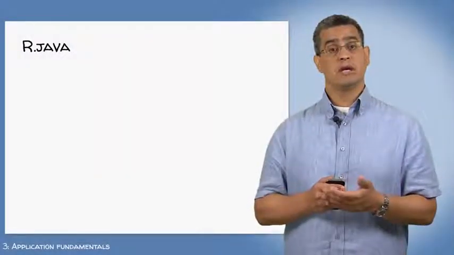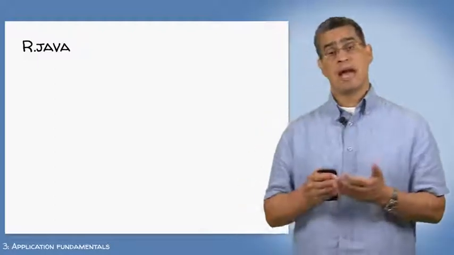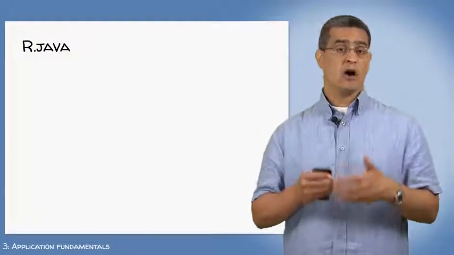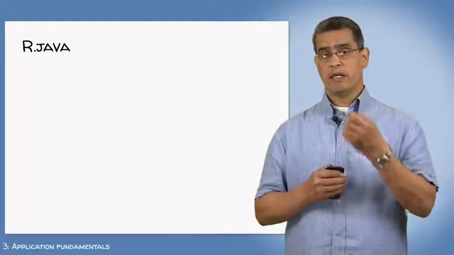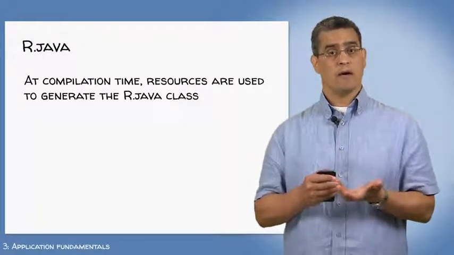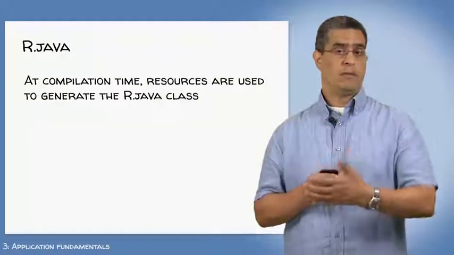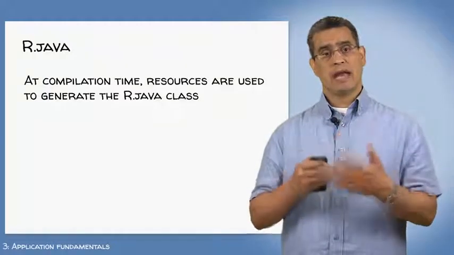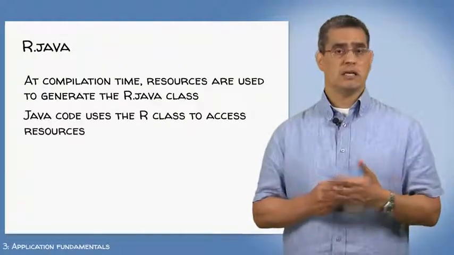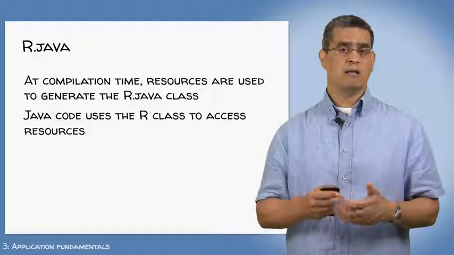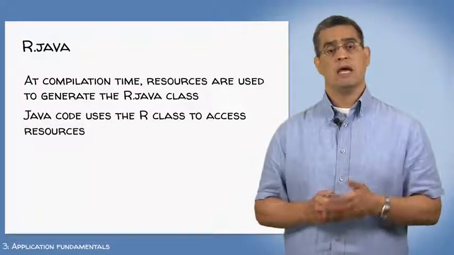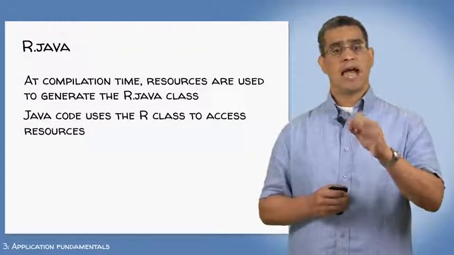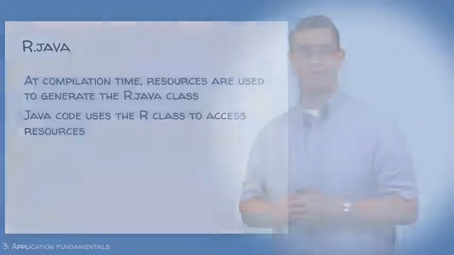Now, I've mentioned a few times now that resources can be accessed in Java as R.something or another. Well, to do this, Android generates a class called R for your application, and you can then access the fields of this R class to get to those strings and layouts and other resources that you defined in the XML files. Let's take a look at an actual R.java file.